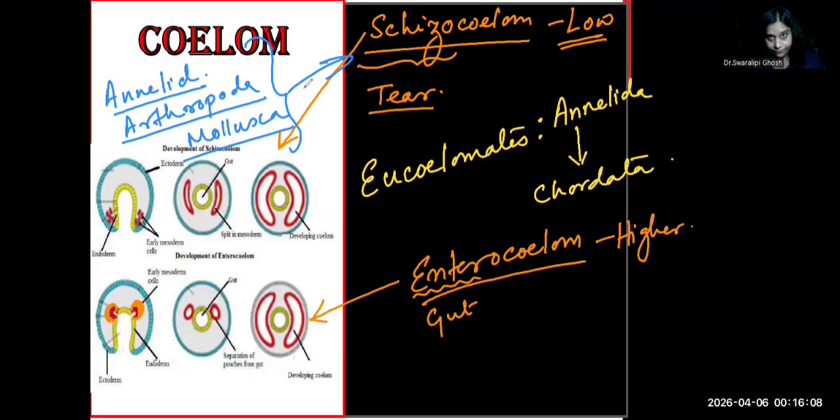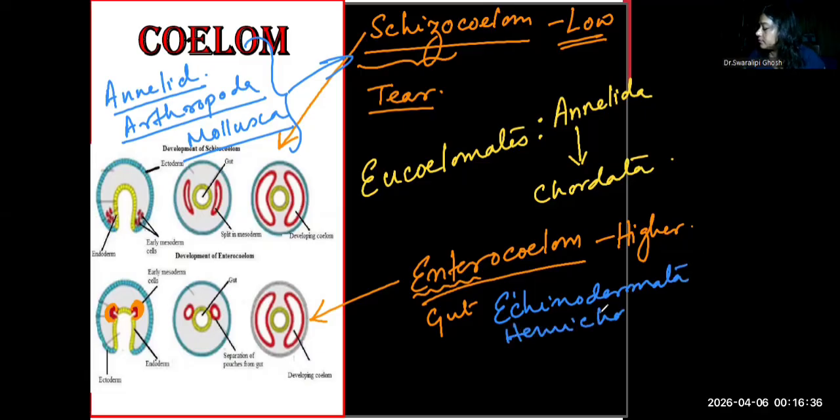And the remaining phyla, Echinodermata, Hemichordata and Chordata, these three are the enterocoelomates. Let me write it for you: Echinodermata, Hemichordata, and Chordata. Done, students? I hope you understand.